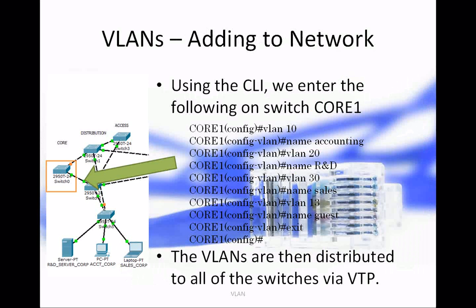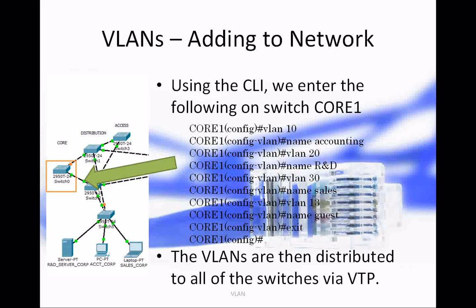From the configure terminal mode, we enter the command VLAN, and then a number that defines the VLAN that we want to use. Then you have a choice from the config VLAN line to add descriptors such as a VLAN label using the name command. Or you can simply type exit if that's all you want to do is create a VLAN, or once you've finished adding in your labels. In our setup, it is not necessary to enter these commands on all switches, but you may need to do so.